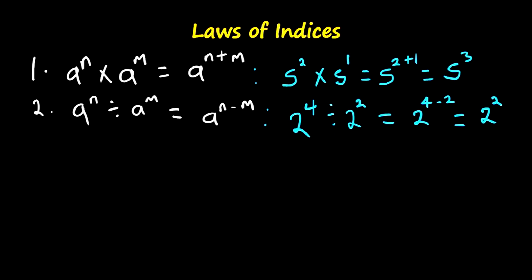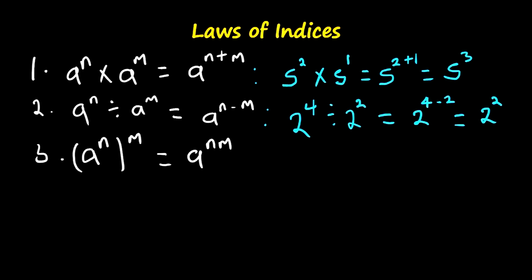Okay, so the third law says that if you have a number a raised to a power n, and then you want to raise that whole combination to another power m, then all you'll have to do is take the base and raise it to a power given by the product of the two powers. So that will be a raised to power mn.